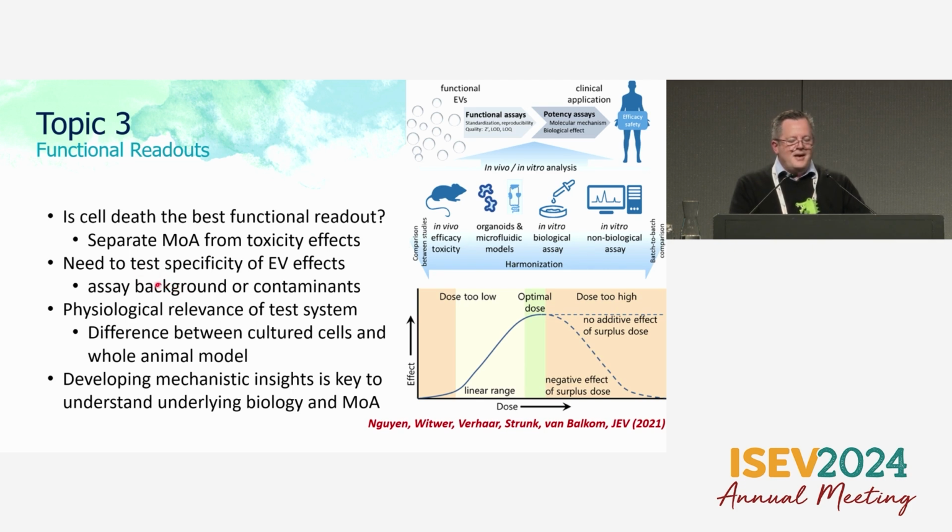So we need to assay background, the buffers, or contaminants, remembering we're trying to isolate something from a complex biological mix. So we need to consider there might be other things in there that are having the effect that we're seeing in our system. Also need to consider the physiological relevance of our model system, and again, highlighting the differences between cultured cells. Killing cancer cells in a dish is very different to curing cancer in a whole animal model. And so developing mechanistic insights is really key to understand the underlying biology and the mechanism of action.